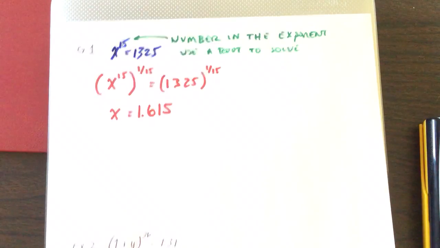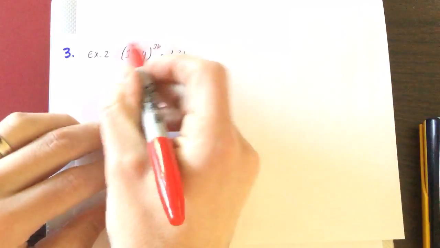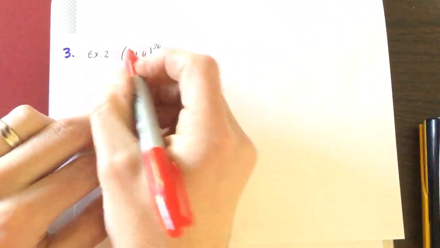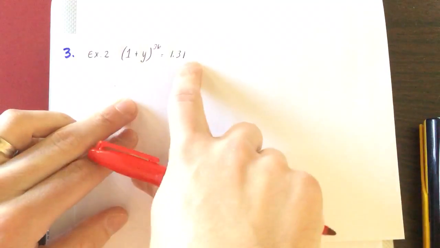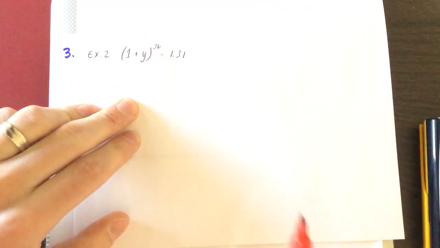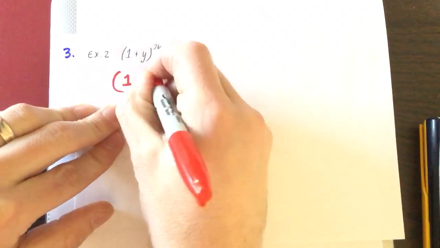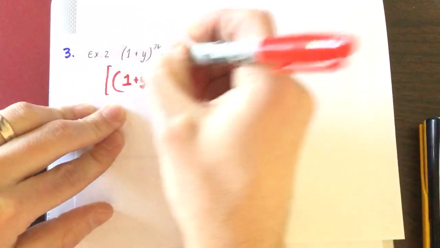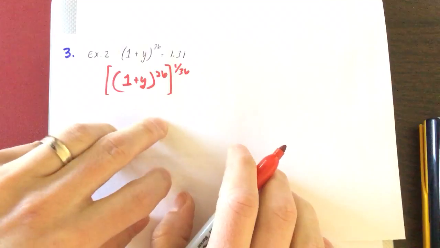Order of operations. Work from the outside in. We first got to get rid of the 36, then we'll get rid of the plus 1. Anytime we have a number in the exponent, it's the 1 over that exponent to solve. So I'd have 1 plus y to the 36. Different brackets don't mean anything, just so I can group those, to the 1 over 36.